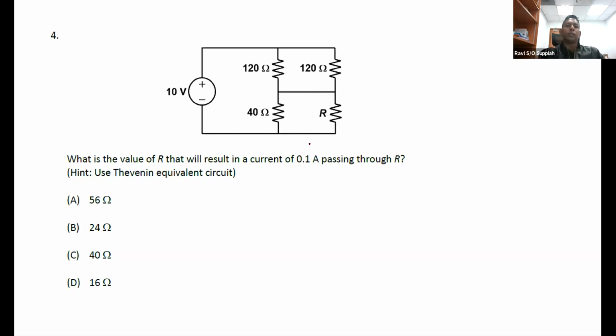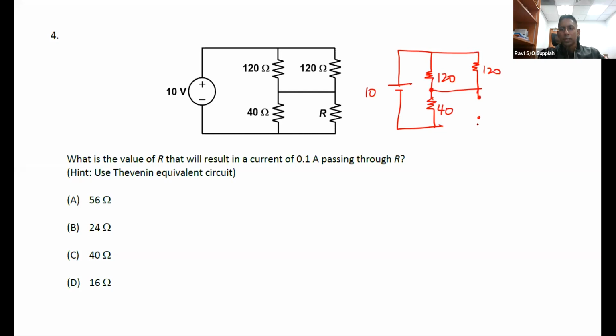Okay, so to apply Thevenin's equivalent circuit, that means two things, correct? VTH and RTH. So let's look at the first one, VTH. To find VTH, I must open circuit the load over here. So when I open circuit the load over here, let's see what I get. I got 10 here, 120, 40, and another 120 here. Okay, so this is the open circuit here, and I'm looking at it from here, VTH.